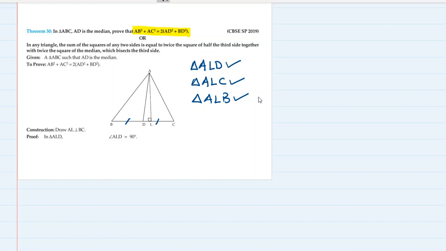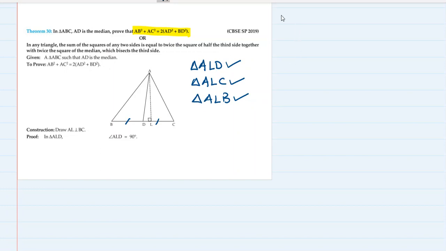That's not important as of now, because BD is not part of any right angle triangle. First, we need to figure out which are the right angle triangles. Then we have to think about how to bring in BD into our proof. We will bring it in. How? That is a question which will be answered slowly. Okay, let's start.